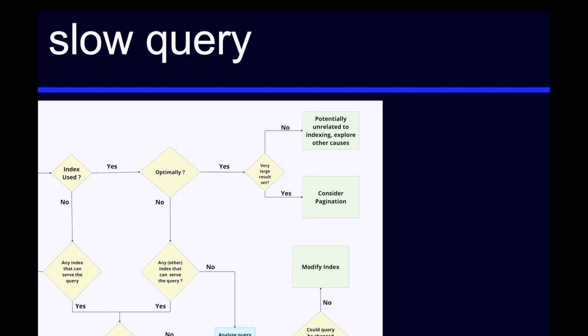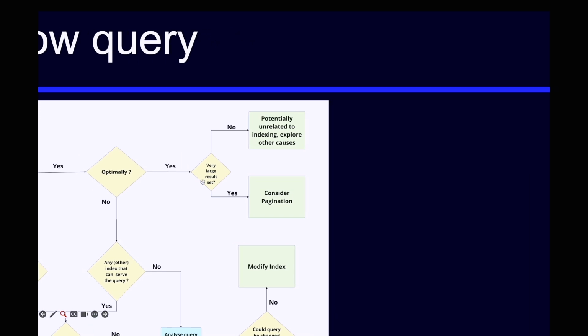Now, if the query is actually using an index, then we need to check if the usage is optimal or not. By optimal, I mean that the index is serving all the constraints in the query. If that is the case but the query is still slow, then we need to see if we are reading a very large result set. If so, we should consider pagination in our queries. We'll cover this in a lot more detail in a later slide. If that's not the case, then we should explore some other causes.